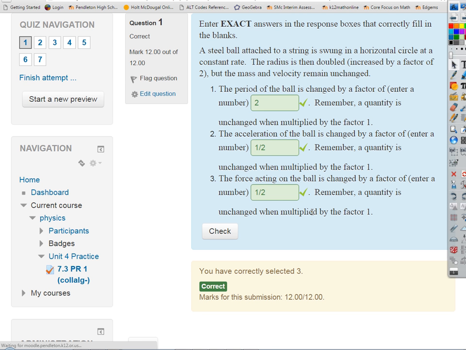Now, how about this last one? The last one is just F equals ma, right? Centripetal force, that's all we're doing here. Centripetal force equals mass times centripetal acceleration. If the mass is remaining unchanged, then the force is going to change proportionally with the acceleration, right? Okay, let's try one more of these.